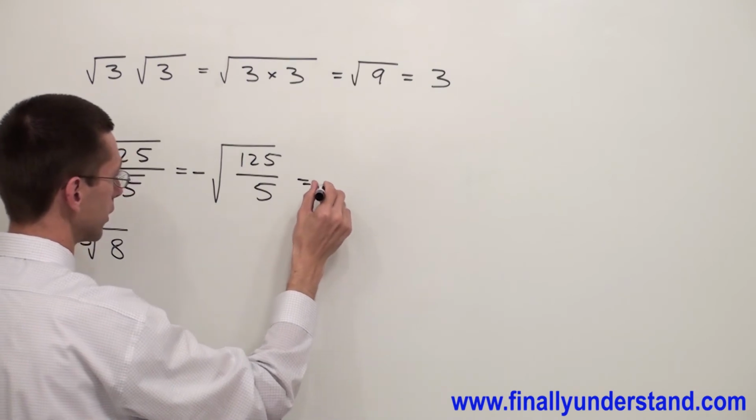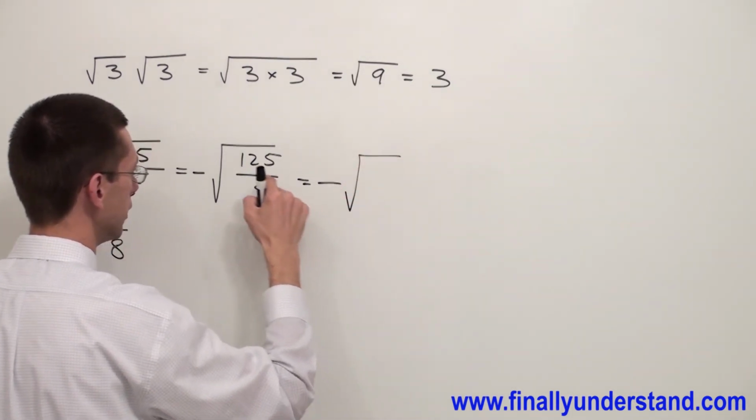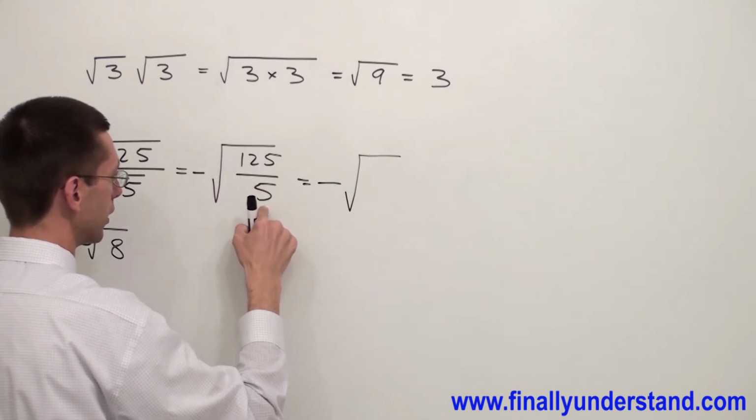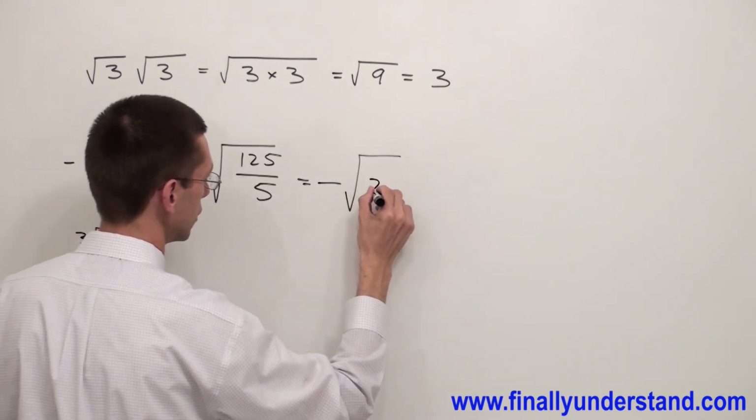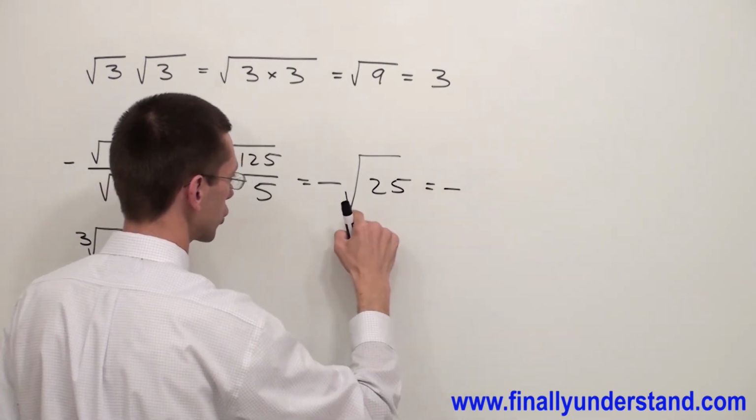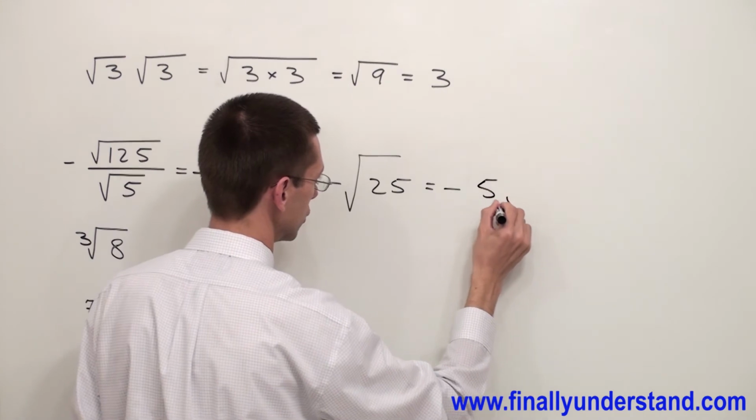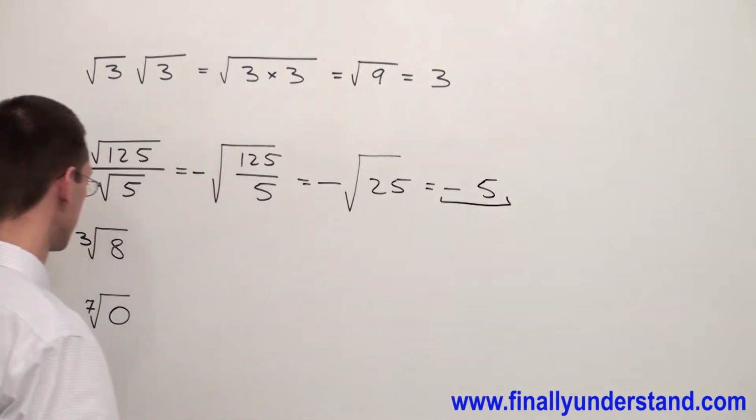Next, copy down the negative sign. 125 divided by 5 is just 25. Copy down negative. Square root of 25 is equal to 5. This is the solution to my problem.